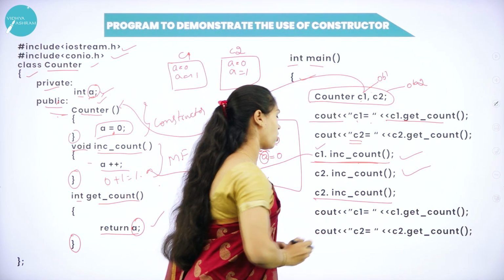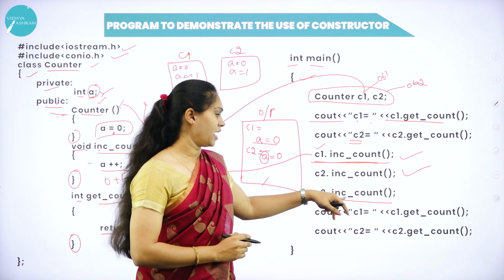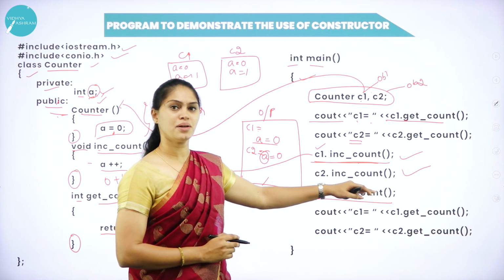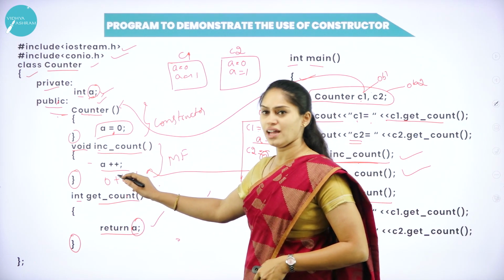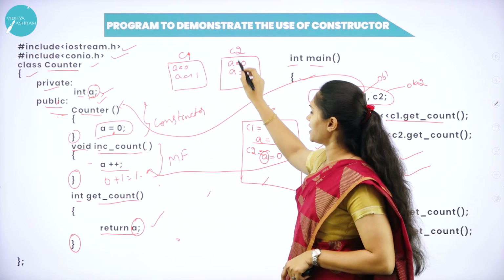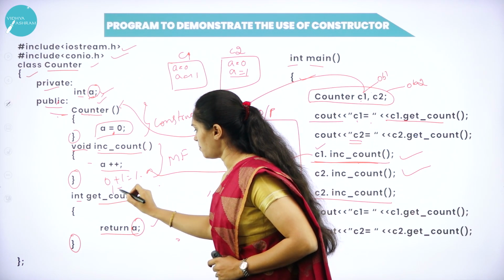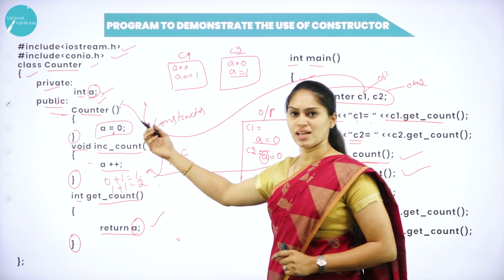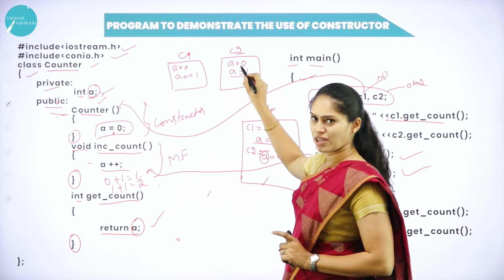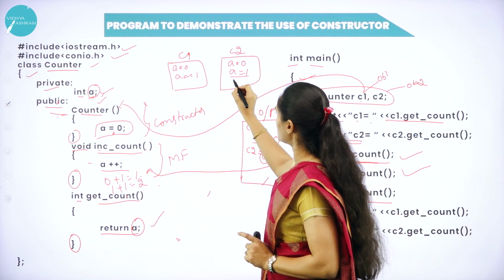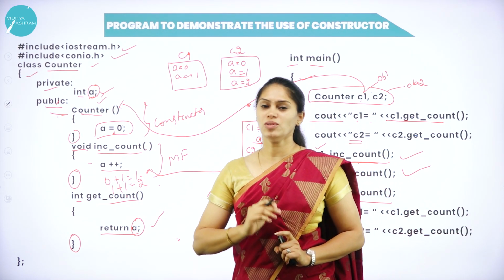After that, again I'm going to call this increment count function with the help of the C2 object, C2.incrementCount. That means I'm accessing the member function increment count. So what's there in increment count? It will come here. What is the actual value of A now? While considering this C2, the actual value of A is 1. So 1 plus 1 becomes 2 now, because A plus plus will take the recent value of A. The recent value of A in C2 is 1, and 1 plus 1 becomes 2. So now A is equal to 2 for this C2 object.